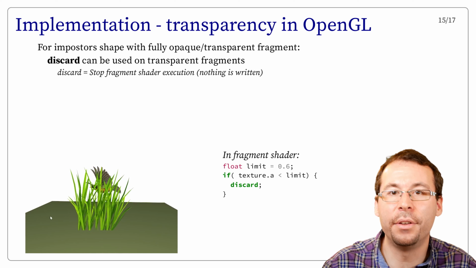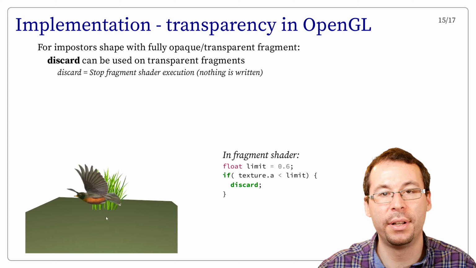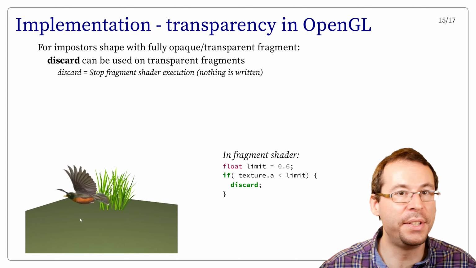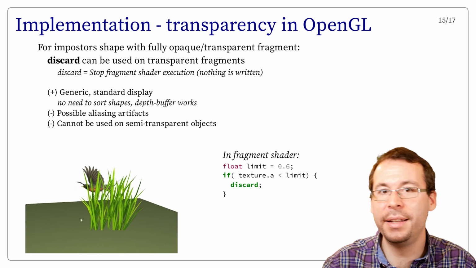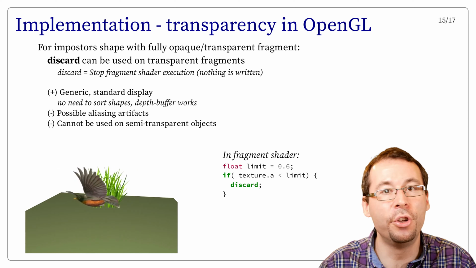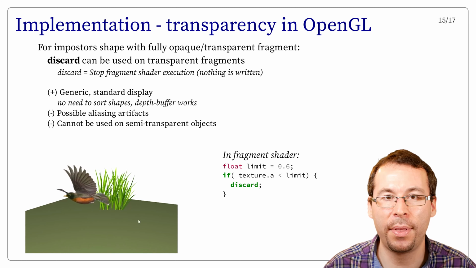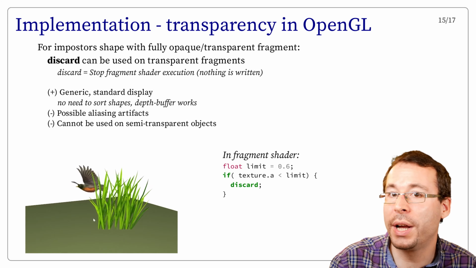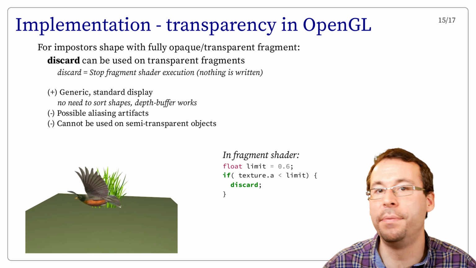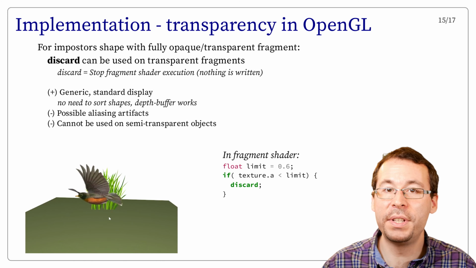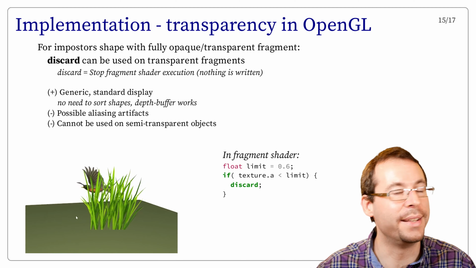The code to be added in the fragment shader is very simple. If the alpha component is less than some threshold, typically around 0.6, then we discard the fragment. This approach has the advantage of being very generic, and it's fully compatible with the standard pipeline at the pixel level. Using discard, we don't have to sort the shapes by depth, and the standard depth buffer algorithm works at the pixel level. We can draw the shapes in any order we want, and we don't need to worry if it's transparent or not. This is typically the type of approach used for impostors with complex geometries like trees and so on.